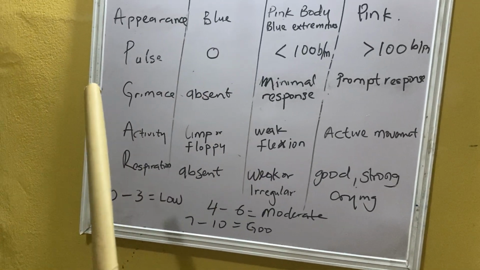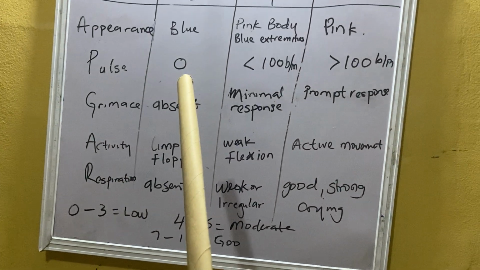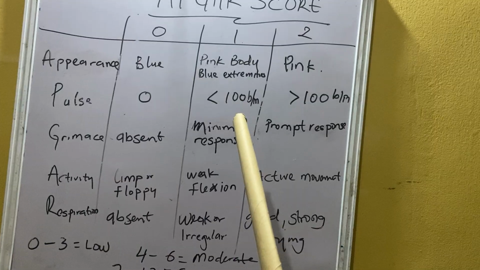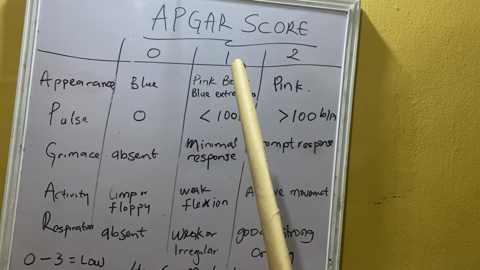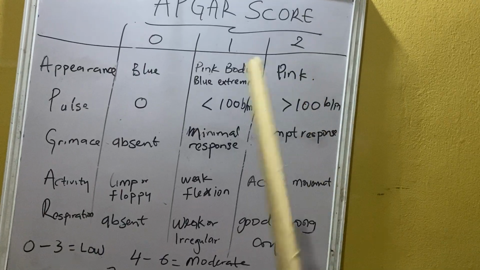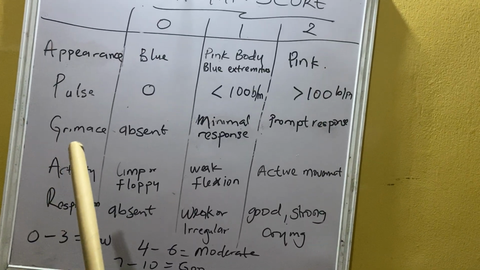So the pulse: if the pulse is 0, the child will have 0 mark. If the pulse is less than 100, the baby will have 1 mark. If the pulse is greater than 100, the baby will have 2. Next is grimace. What is grimace?